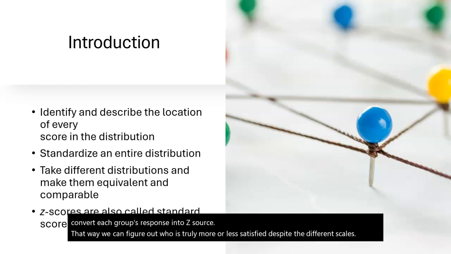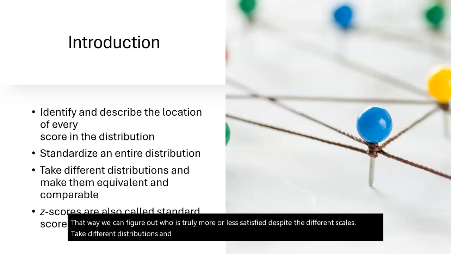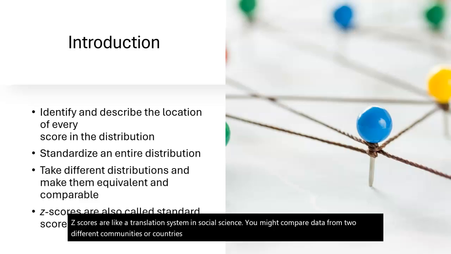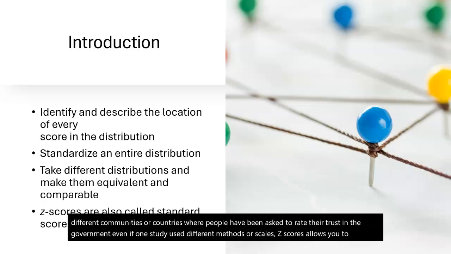Take different distributions and make them equivalent and comparable. Z-scores are like a translation system. In social science, you might compare data from two different communities or countries where people have been asked to rate their trust in the government. Even if one study used different methods or scales, z-scores allow you to make meaningful comparisons about trust levels.